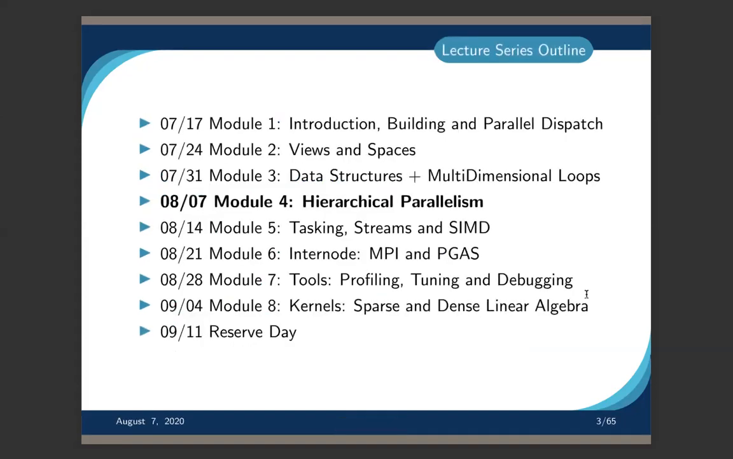So we are in module 4. Today we talked before about just simple stuff like parallel dispatch. We talked about how to build things in module 1. We'll talk about views and spaces: how to get your data allocations going and how to manage heterogeneous memory spaces, as well as how to execute in different execution spaces. And then last week we talked a lot about more advanced data structures, things like how to get subviews, how to handle scatter contribute patterns. We also talked about tightly nested loops with the MDRange policy.